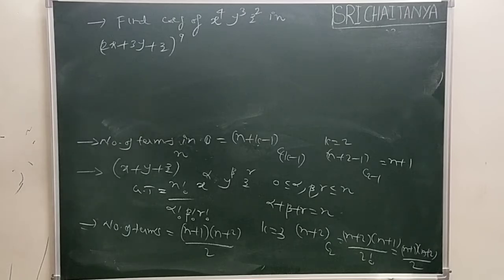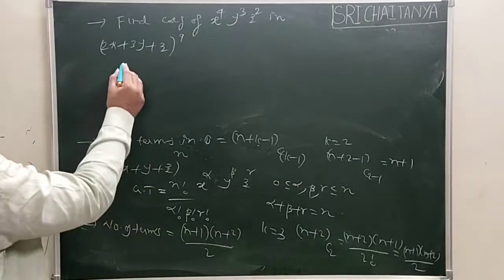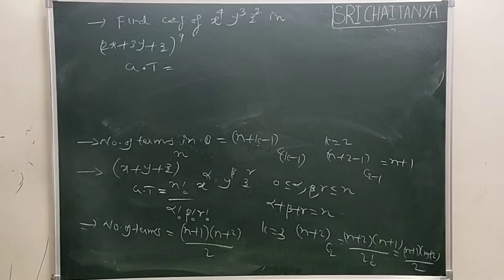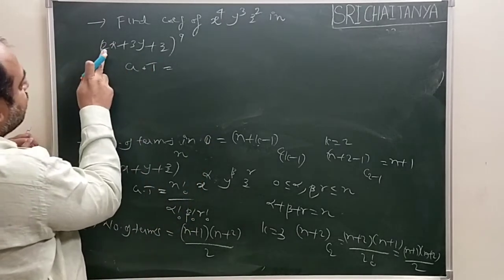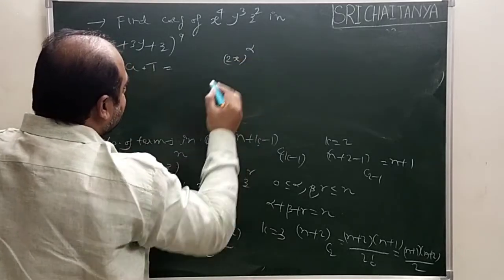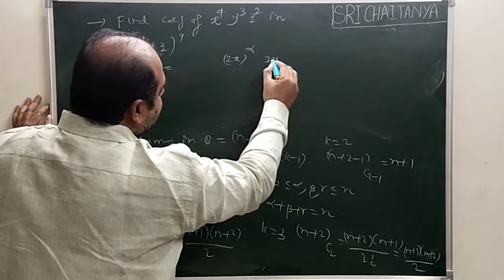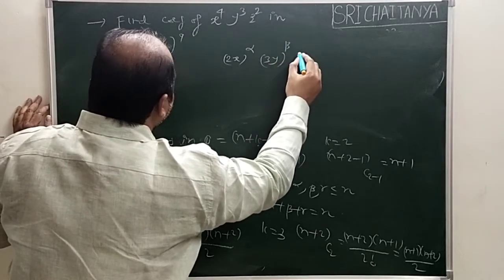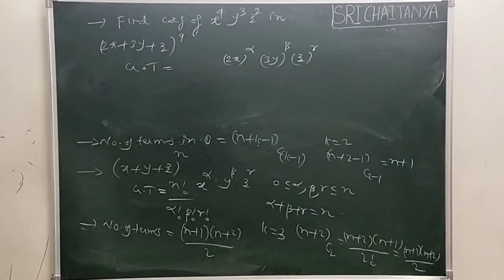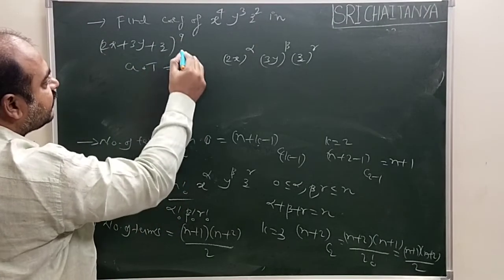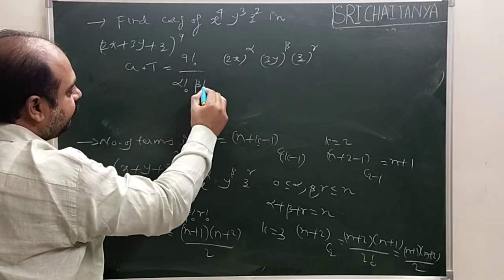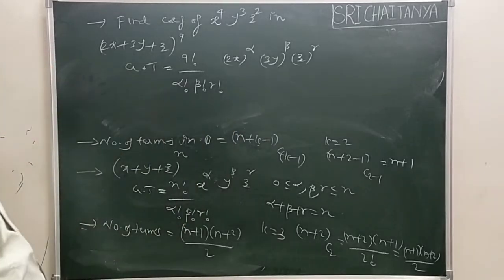Now here, if 3 variables are given, I have told you to write the general term. General term equals to, how to write this? You take this completely as x: (2x) to the power alpha into (3y) to the power beta into z to the power gamma. This is x, this is y, this is z. So before that, what you have to write? 9 factorial divided by alpha factorial, beta factorial, into gamma factorial.